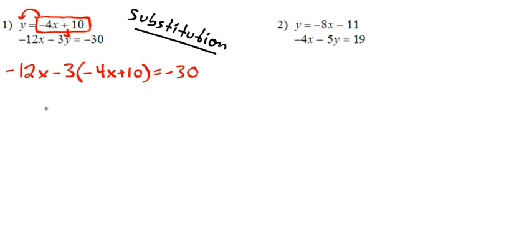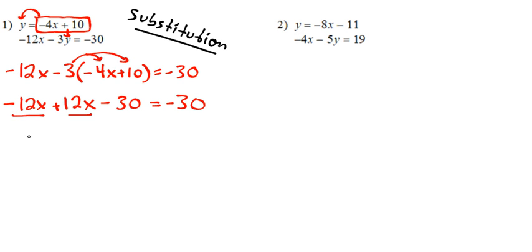The reason that's helpful is because I took an equation that used to have two unknowns in it, x and y, and now it only has one unknown. So I'm going to distribute that negative 3. Negative 3 times negative 4 is 12x. Negative 3 times 10 is negative 30, equals negative 30. Then I have some like terms here that I can combine. Those combine to be 0x, and if there's nothing there, I might as well not write it. So that's 0, and I'm left with negative 30 equals negative 30.